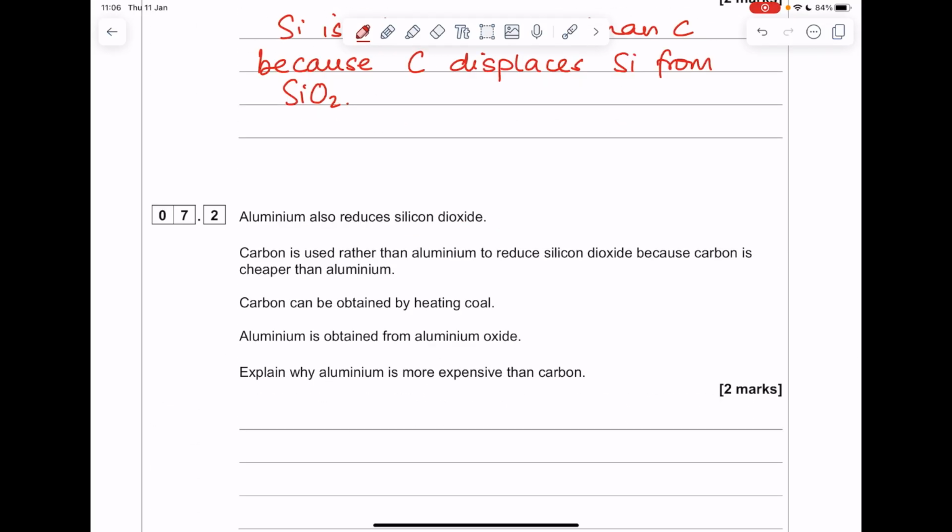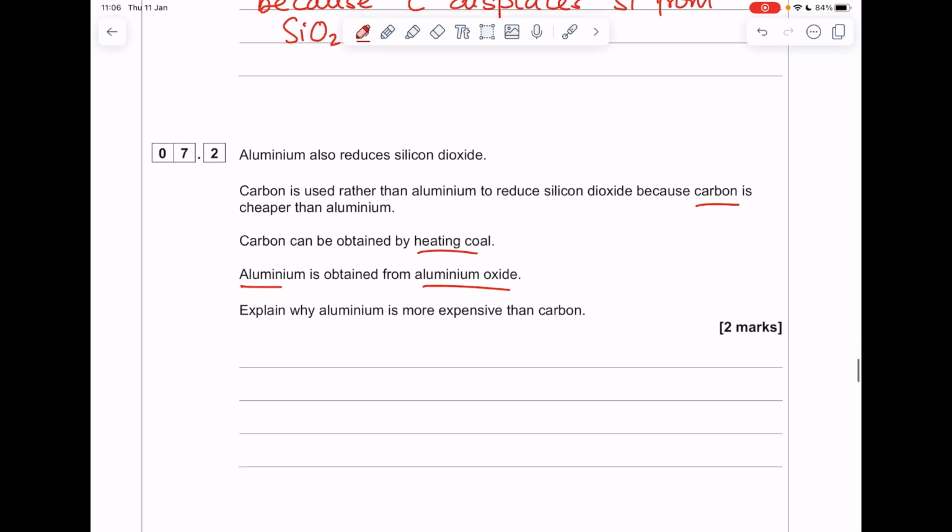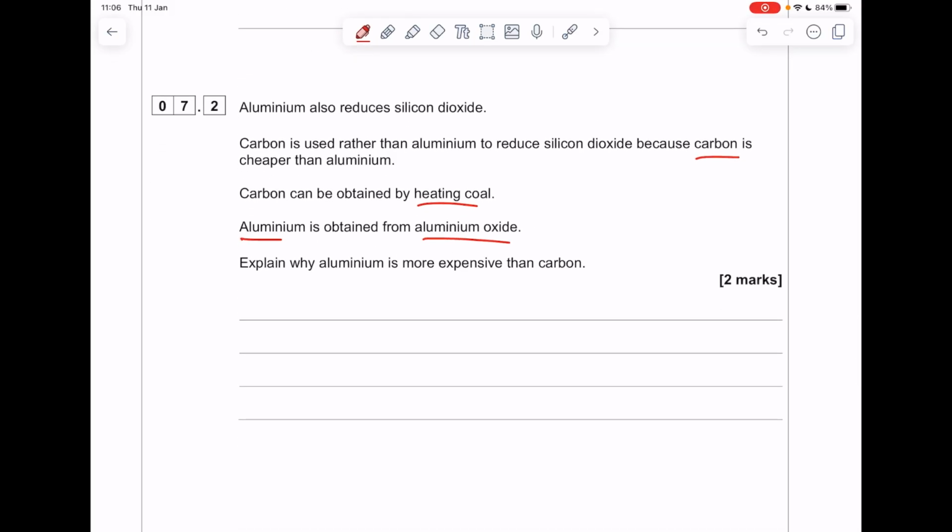Aluminium also reduces silicon dioxide. Carbon is used rather than aluminium to reduce silicon dioxide because carbon is cheaper than aluminium. Carbon can be obtained by heating coal. Aluminium is obtained from aluminium oxide. Explain why aluminium is more expensive than carbon. The problem is that aluminium oxide needs to undergo electrolysis in order to purify that aluminium, and electrolysis requires a huge amount of electricity, and therefore much more energy is needed.